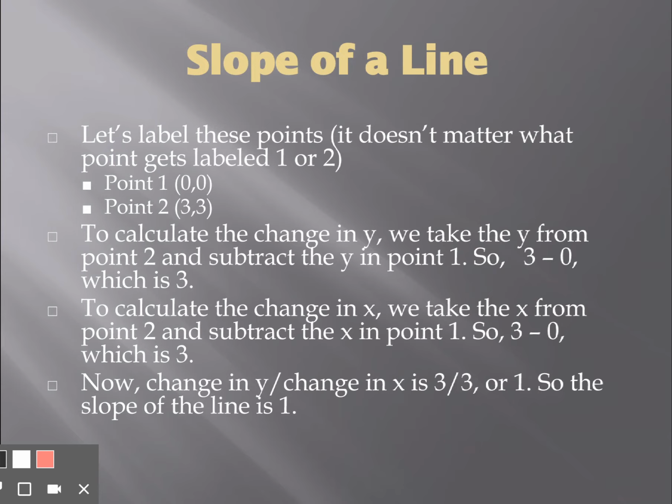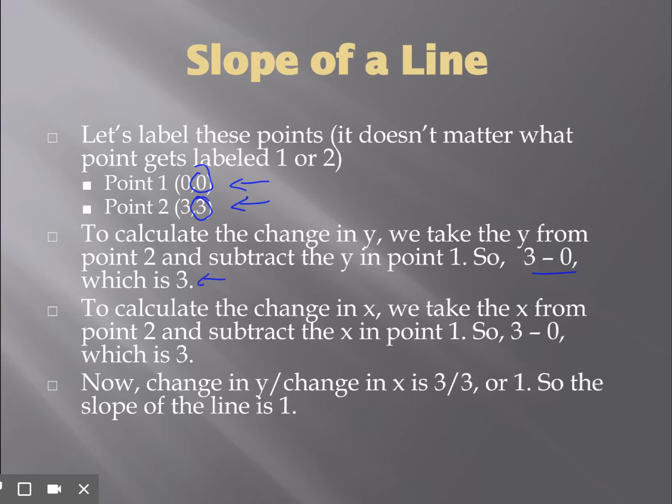I first want to label each point, just point 1 and point 2. It doesn't matter which one you label as point 1 or point 2, just as long as you keep them in the right order when doing the actual division problem. So again, point 1 is going to be (0, 0), and point 2 is (3, 3). So to calculate the change in y, we take the y from point 2, so that's the 3, and then we subtract the y from point 1. So 3 minus 0, which of course is 3.